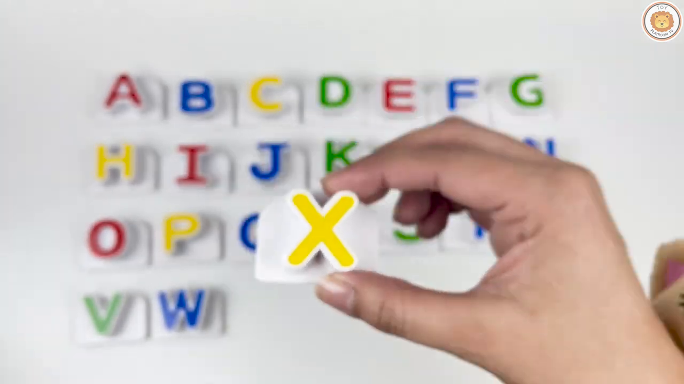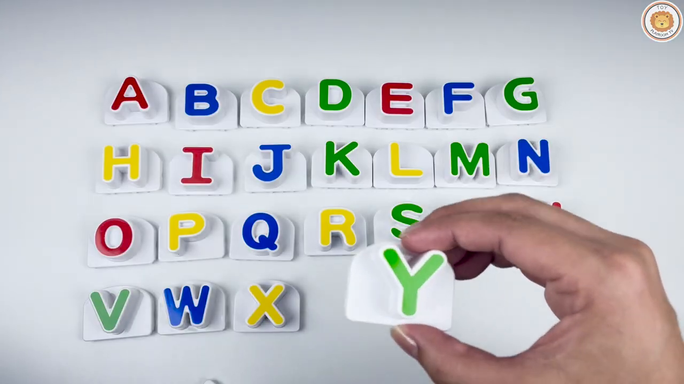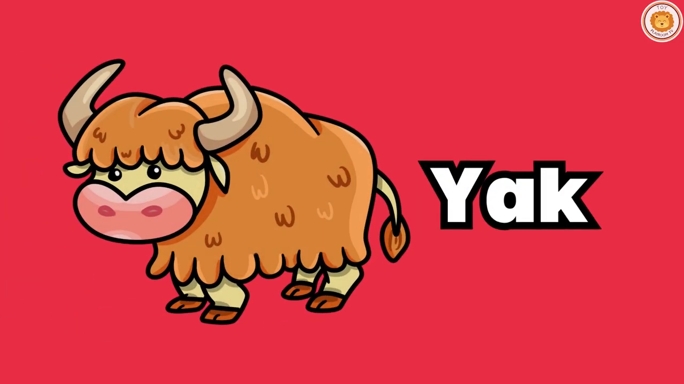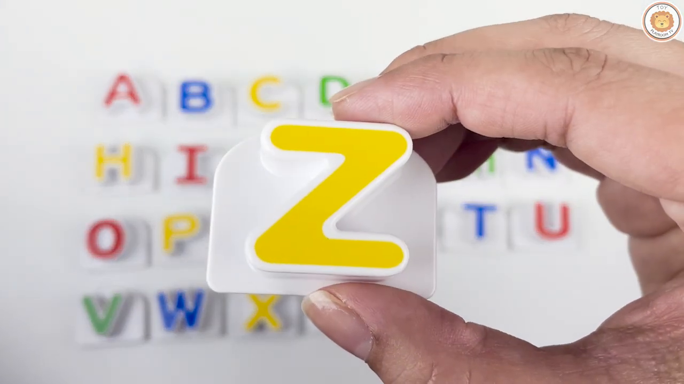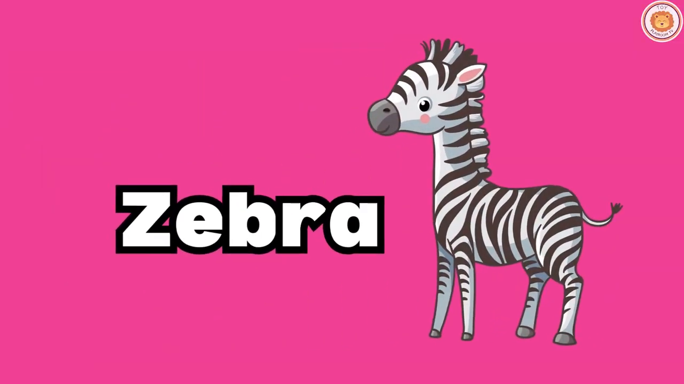X. X is for circus. Y. Y is for jack. Z. Z is for zebra.